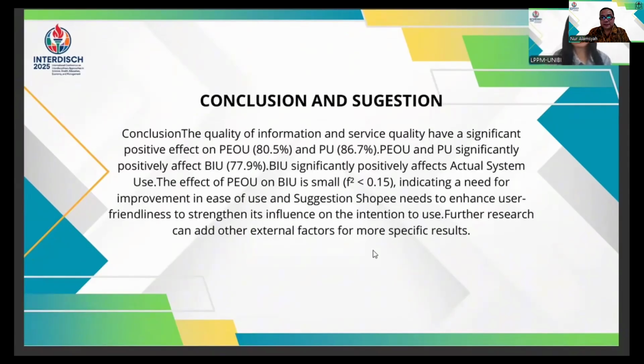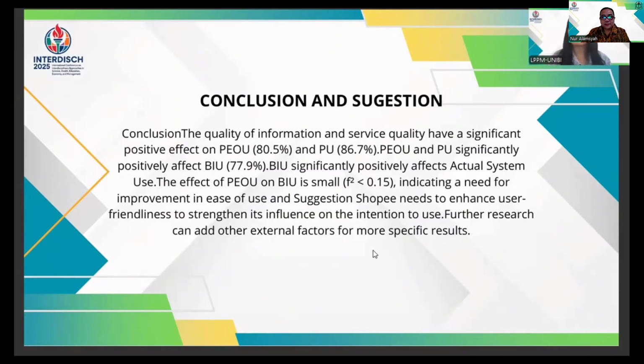Next, conclusion and suggestion. Conclusion: the quality of information and service quality have a significant positive effect on perceived ease of use, 18.5%, and perceived usefulness, 18.7%. Perceived ease of use and perceived usefulness have a significant positive effect on behavioral intention to use. Behavioral intention to use has a significant positive effect on actual system use. The effect of perceived ease of use on behavioral intention to use is small, indicating a need for improvement in ease of use.